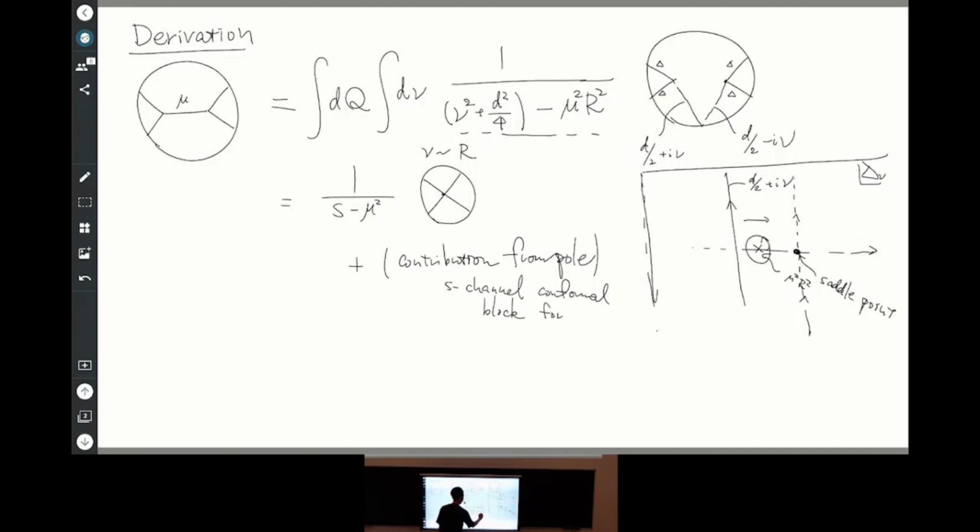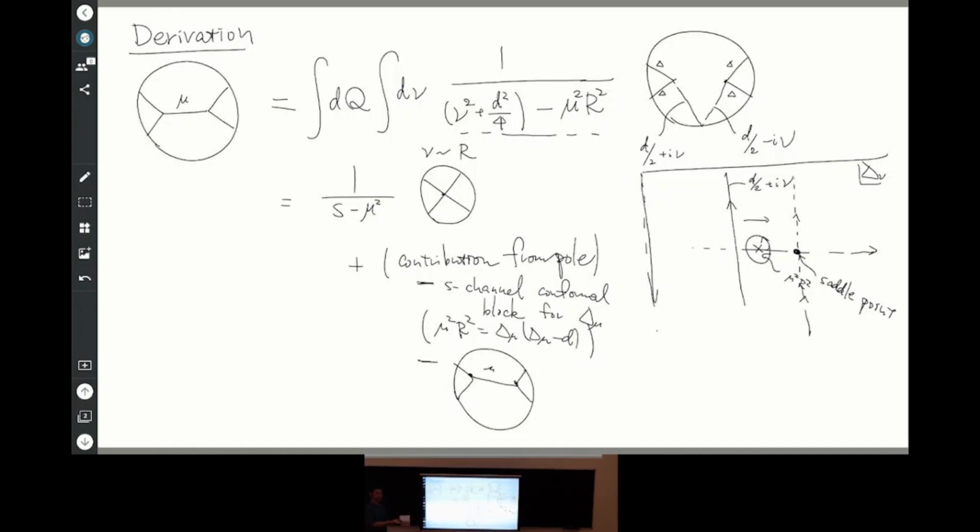For an operator with dimension delta nu, where delta nu is related to the mass in this way, so the usual formula. Also, you can interpret it from the bulk, and from the bulk it actually corresponds to a different saddle point that I drew yesterday, in which the particle mu propagates a long distance in AdS.